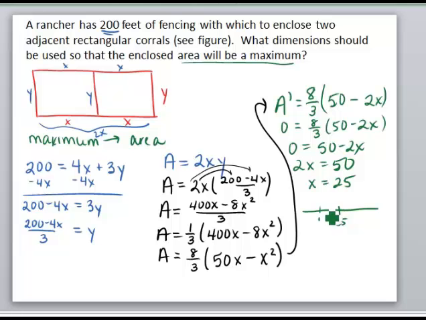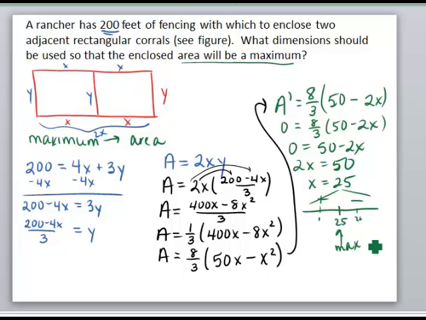So when you plug 1 into your derivative here, you end up getting 50 minus 2, which is positive. And then when you plug in maybe 26, you get 50 minus 52, which is negative. So you can see it's increasing and decreasing. So this is definitely a maximum.